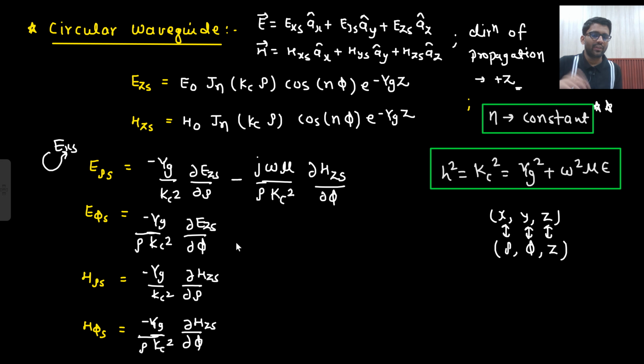Can you write down the expression of E phi s? So in E phi, what will be the sign? Positive sign would be there. Upon j omega mu upon kc square. If here there is phi, that means here there will be rho. And if there is Ezs, then here there will be Hzs. There will be no rho because d rho always comes alone. So d rho can come alone, right?